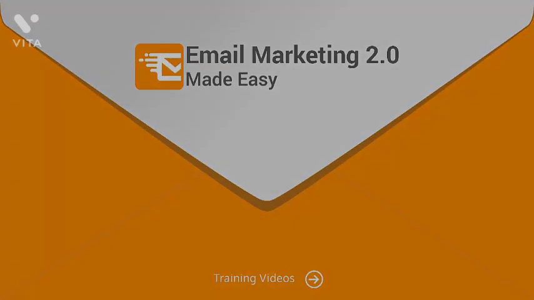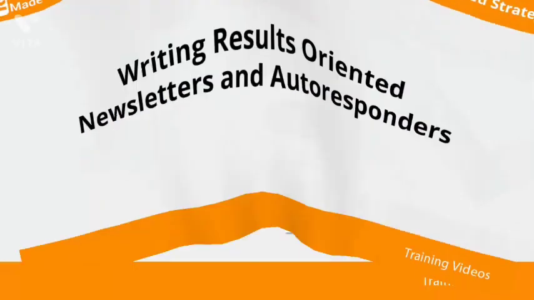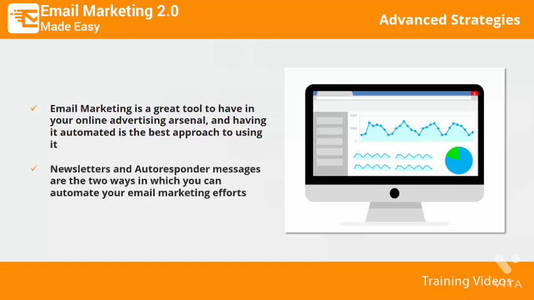Writing results-oriented newsletters and autoresponders. Email marketing is a great tool to have in your online advertising arsenal, and having it automated is the best approach to using it. Newsletters and autoresponder messages are the two ways in which you can automate your email marketing efforts. In this video, you're going to learn how to produce and create them using both conventional and self-hosted email marketing software.